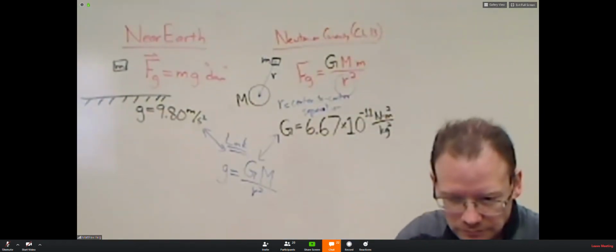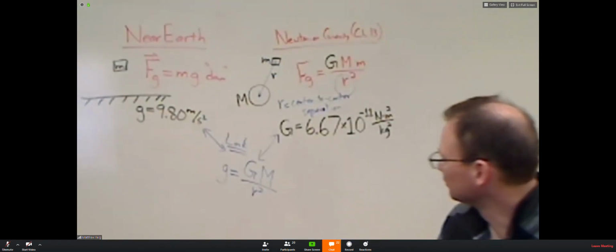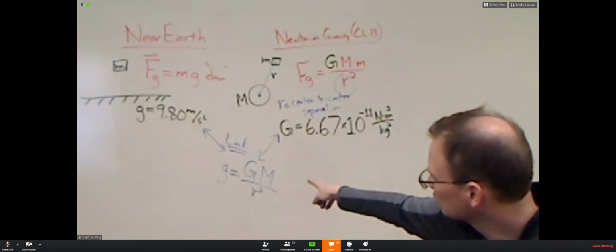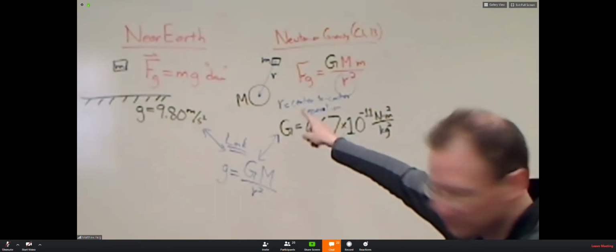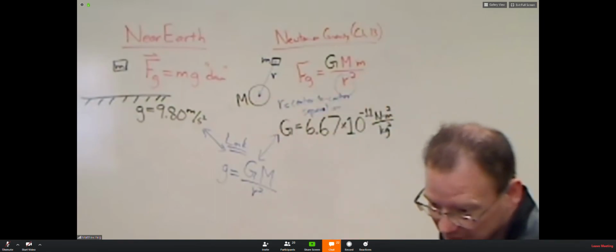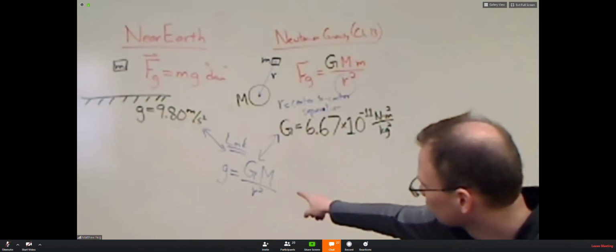What's capital G? Bam. What's the mass I should use? I should use the mass of the Earth, because the mass of the block is the one that canceled out. The mass of the Earth is the one that didn't cancel out. And what should I use for little r?